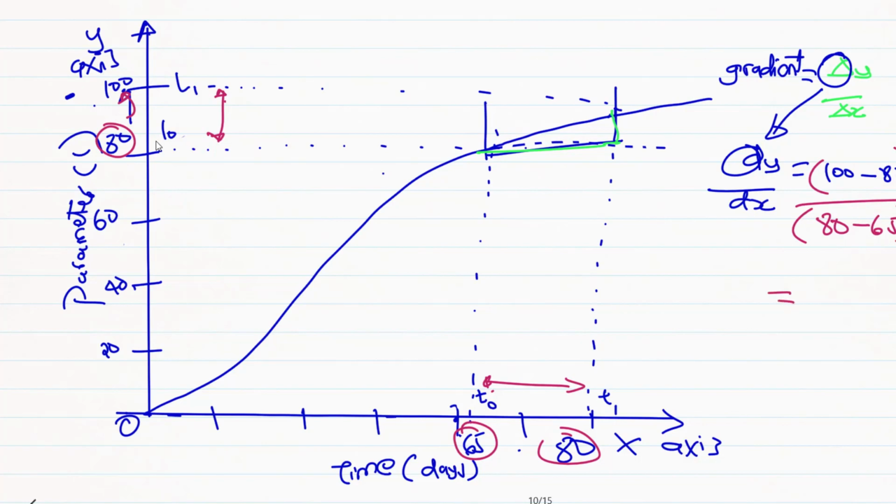So our change in y over change in x is equal to 20 divided by 15. If you divide both by 5, you are going to get 4 over 3, and that is 1 and a third, which you can also write as 1.333 recurring.